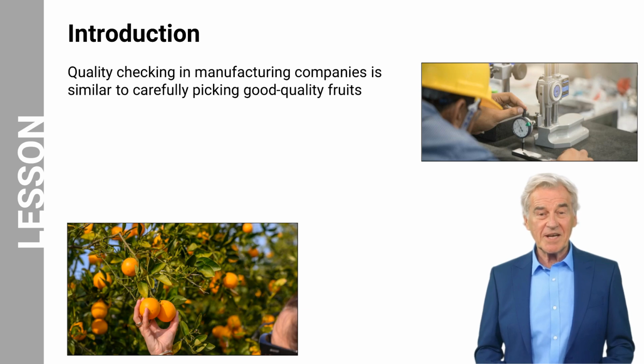Just as a fruit picker carefully selects and sorts oranges from the tree, keeping only those that meet the right size, color, and ripeness while discarding damaged or underripe ones, manufacturing companies inspect their products against quality standards before shipping to customers.